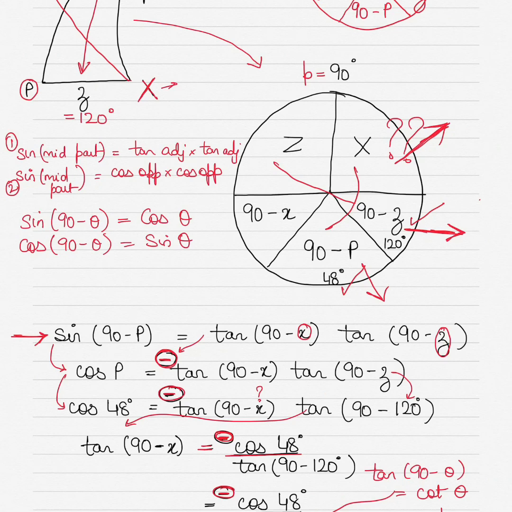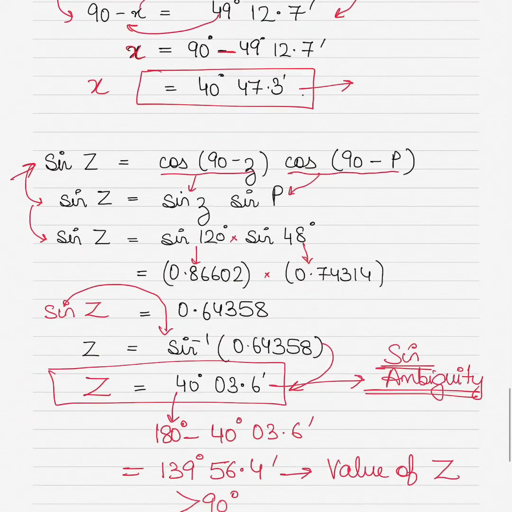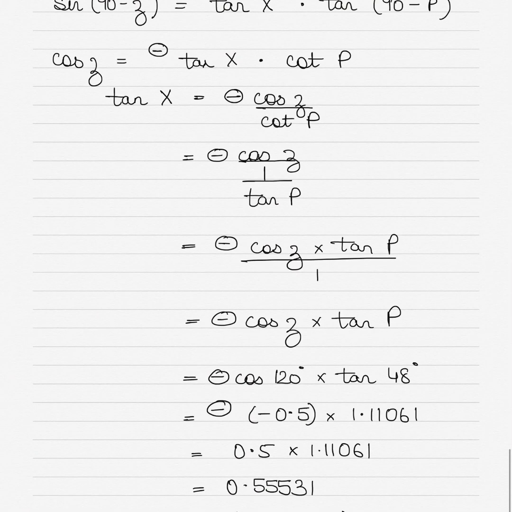Remember, the unknown doesn't always have to be the mid part. It can be any of the parts of the equation. The important thing is to include the two that you know and the one that you don't know in one equation. It doesn't have to be the mid part.